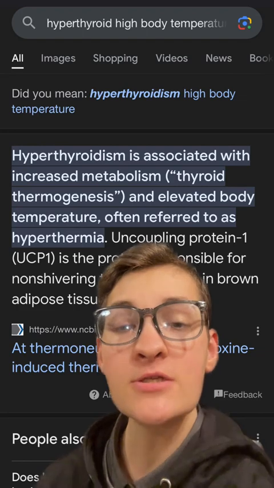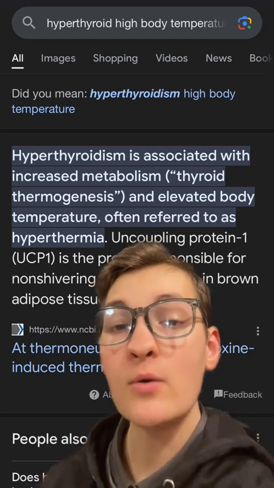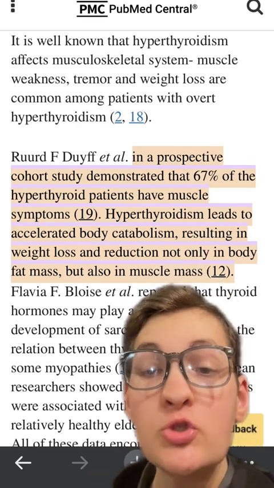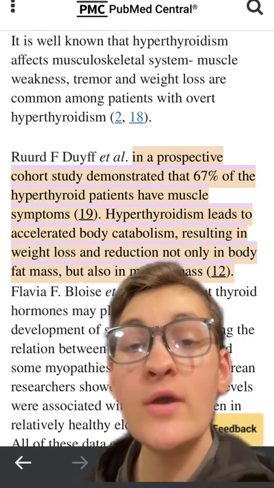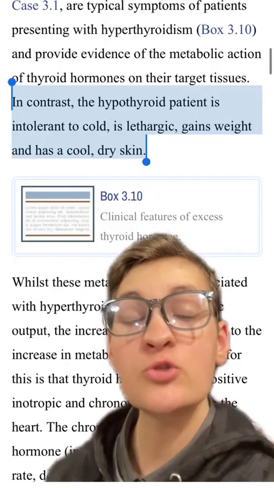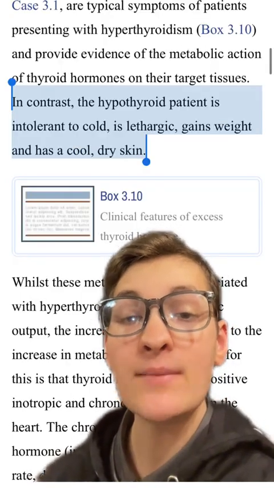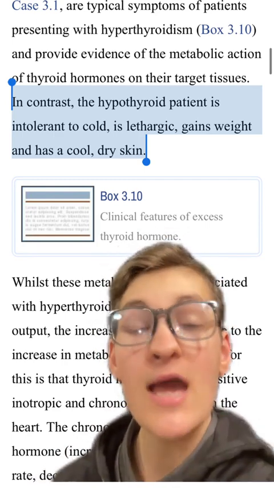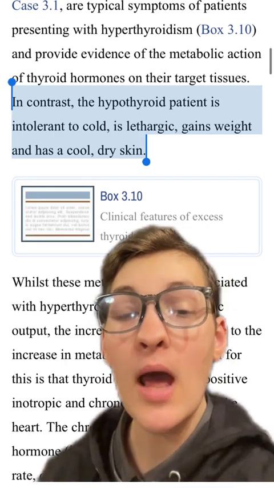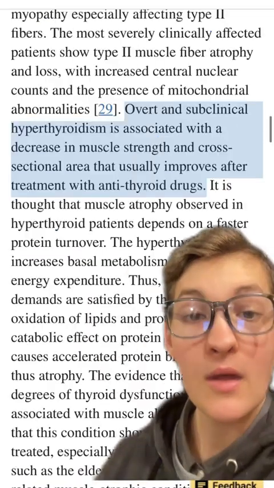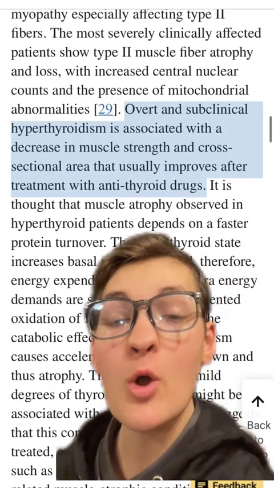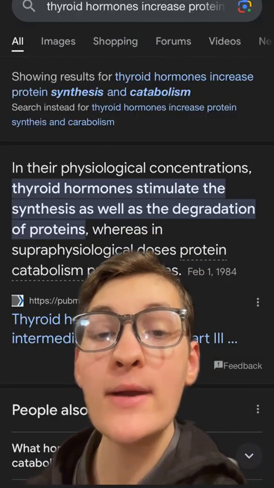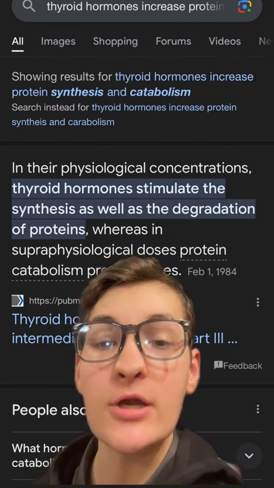The way that this would manifest is the following. Patients with hyperthyroidism would typically have very high body temperatures. They would see the loss of both muscle and fat, and have a very difficult time gaining weight. Whereas patients with hypothyroidism would have an easy time gaining weight but a hard time losing weight, and they would feel chronically cold, as well as feel lethargic because they simply are not producing enough cellular energy. And similarly to hyperthyroidism, they would also see a reduction in muscle, because it's important to keep in mind that thyroid hormones are important for the synthesis as well as the degradation of proteins.